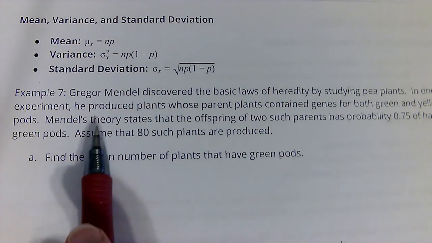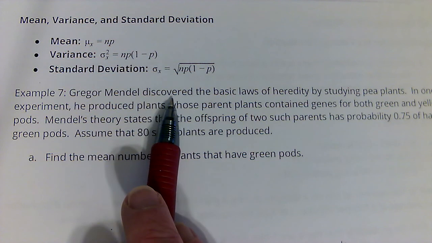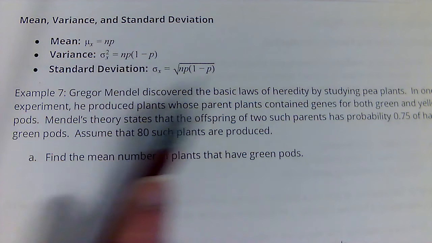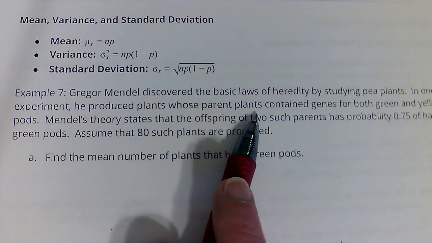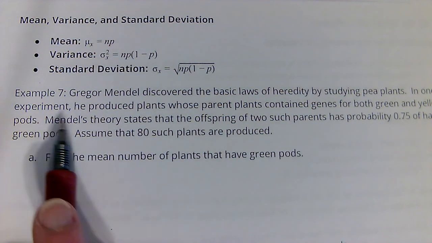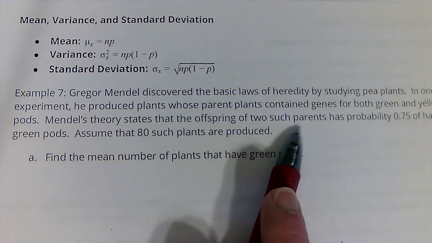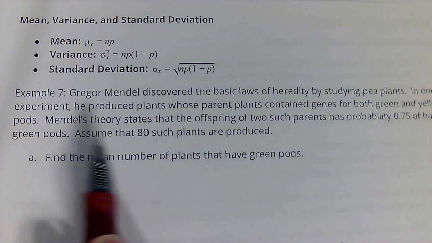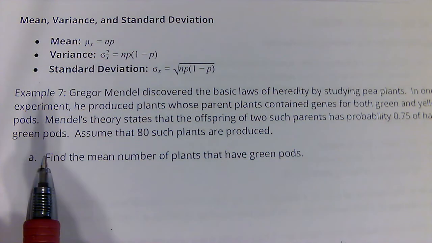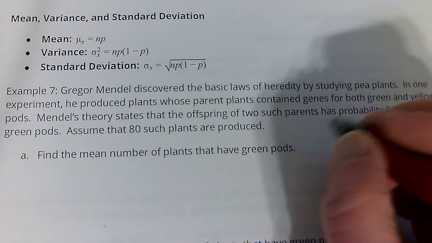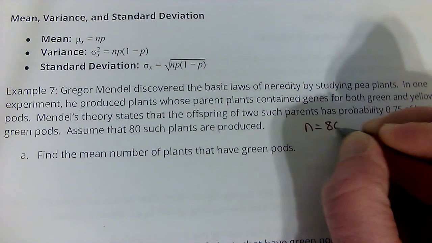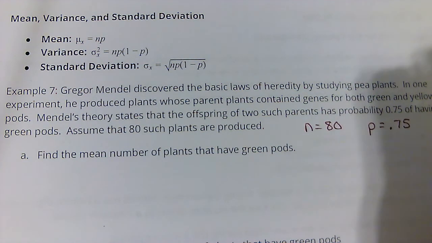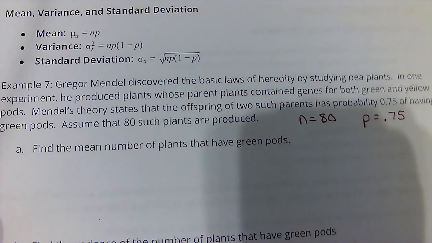So let's talk about, and we're going to use this new example. Gregory Mendel discovered the basic laws of heredity by studying pea plants. In one experiment, he produced plants whose parent plants contain genes for both green and yellow pods. His theory states that the offspring of 2 such parents has probability 0.75 of having green pods. Assume that 80 such plants are produced. So our number is 80, and our probability of getting the green is 0.75. So that's the success in this case.